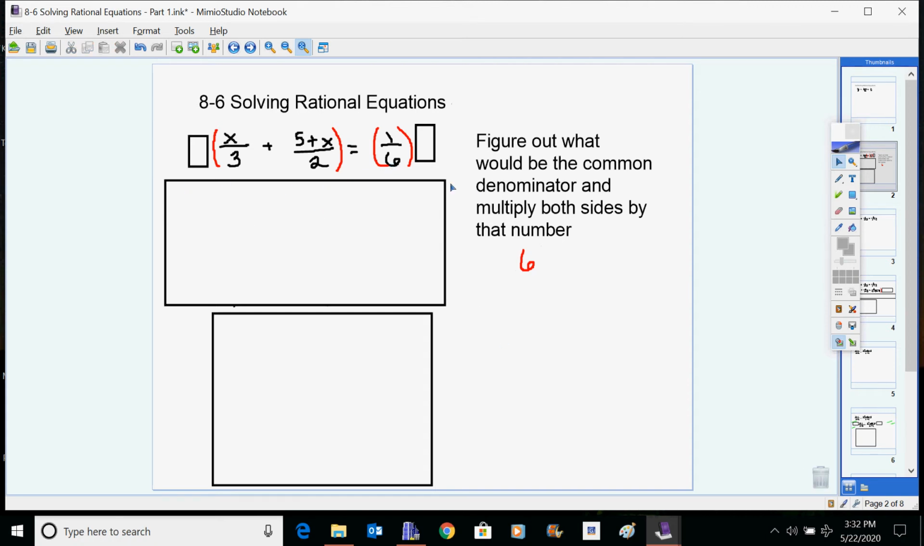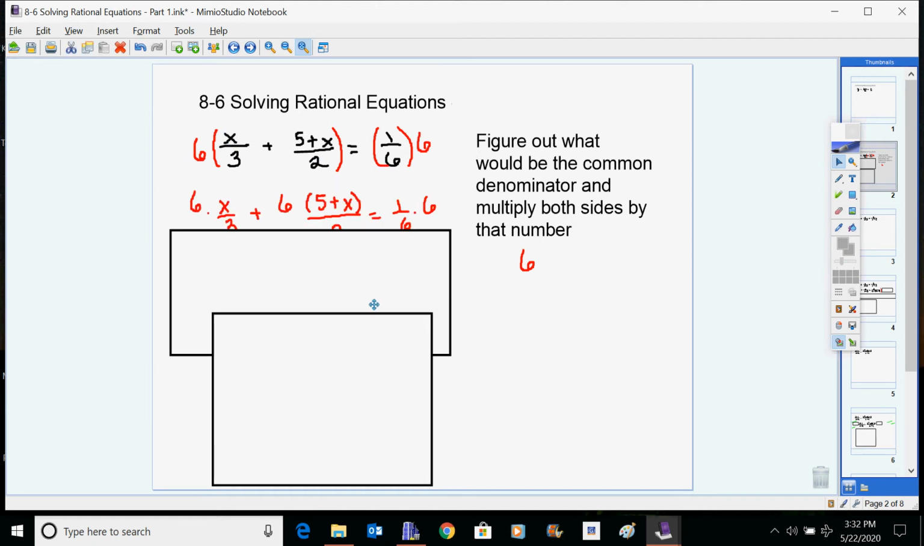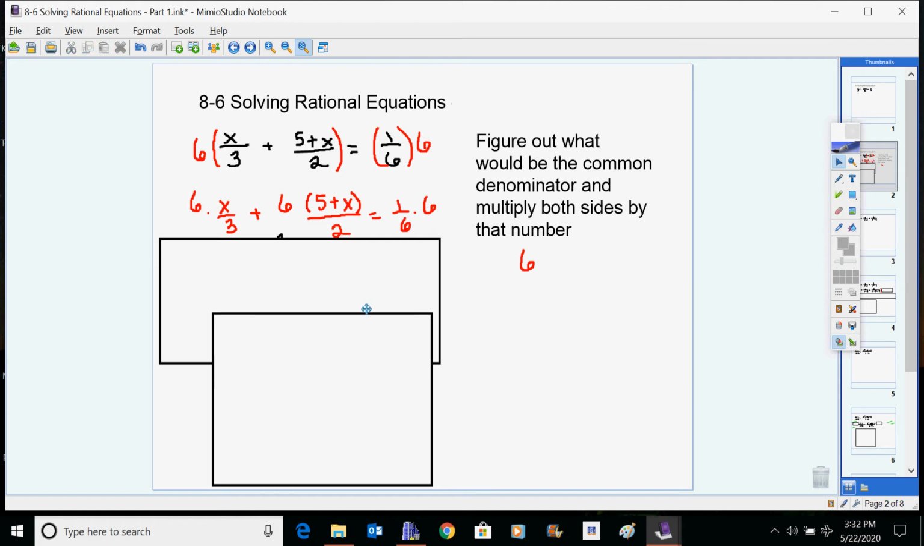So once you've found that number, you want to multiply both sides by that number. Okay, we found that number. We're going to multiply both sides by 6. Well, why would you want to do that? That looks complicated. Not really. Because when you multiply 6 and you distribute it to everything, something really, really wonderful happens. What happens is that all the denominators are going to cancel out.